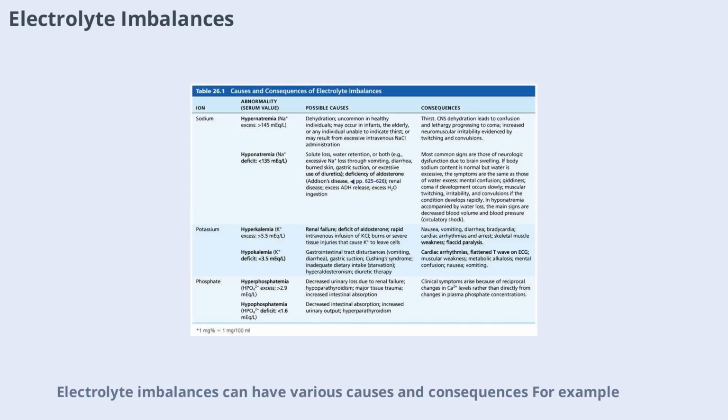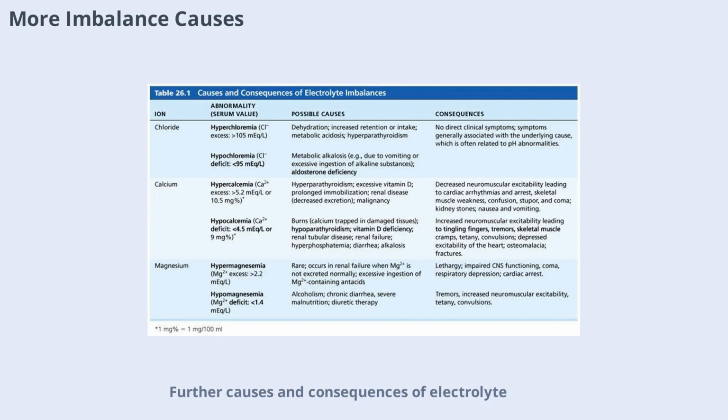For example, deficiencies or excesses in sodium, potassium, calcium, or chloride can lead to symptoms ranging from muscle weakness to cardiac arrhythmias. Understanding these imbalances helps in diagnosing and treating conditions related to fluid and electrolyte disturbances. Further causes and consequences of electrolyte imbalances include conditions like Addison's disease, where too little aldosterone is produced, and pica, a disorder where individuals eat non-food substances due to mineral deficiencies. Recognizing these clinical signs is important for identifying underlying electrolyte disturbances.